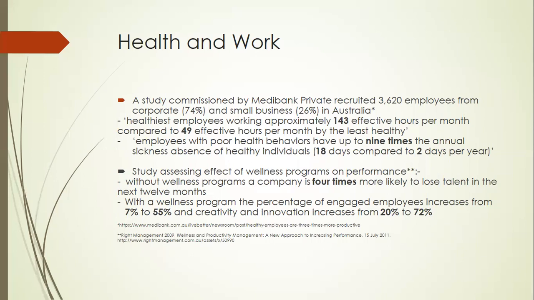They found that a healthy employee can give 143 effective hours per month, versus only 49 effective hours per month from the least healthy employee. An employee with poor health behaviors was 9 times more likely to have sickness absence than a healthy employee. This came to about 8 days compared to 2 days per year.